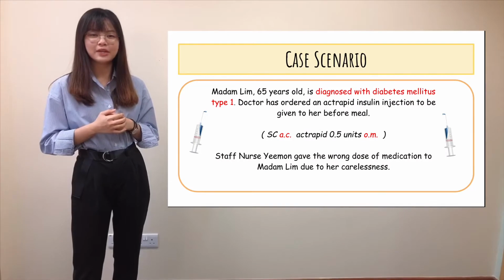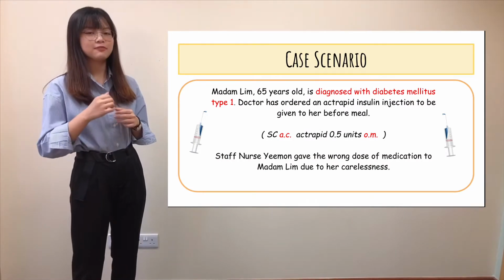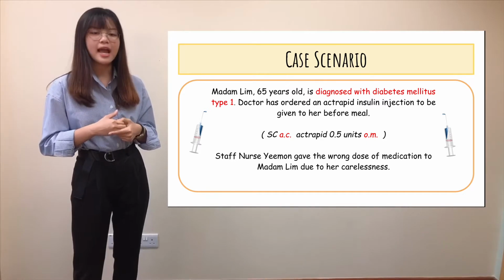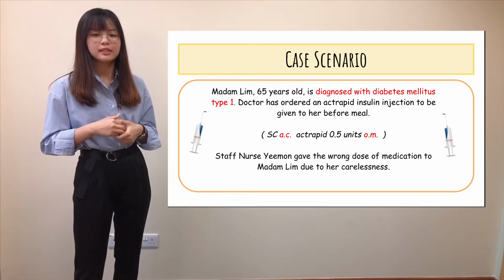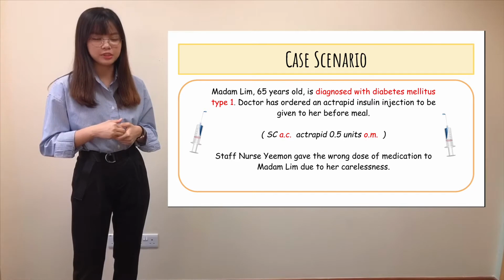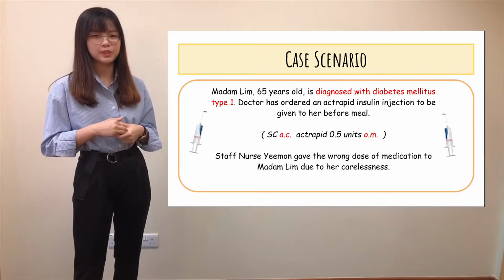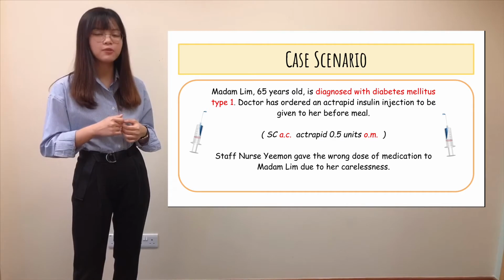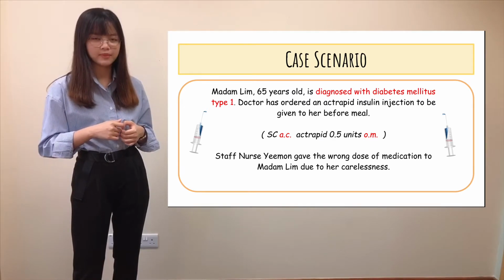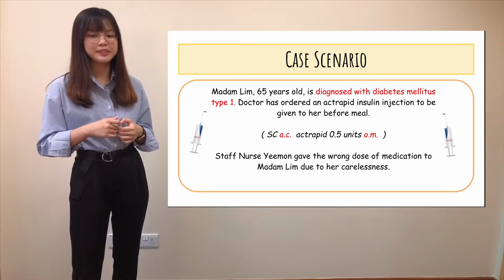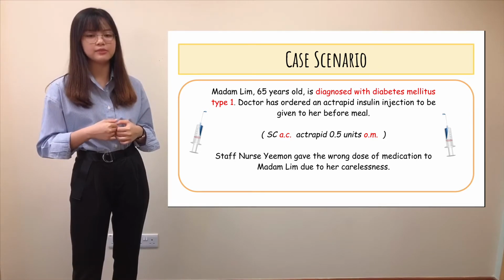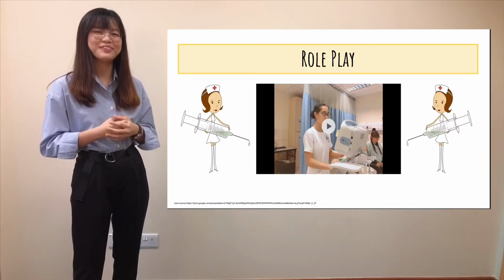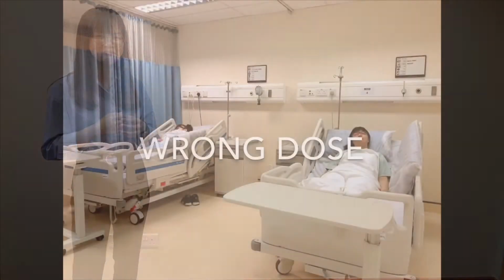So our key scenario is Madam Lim, 65 years old, who was diagnosed with diabetes mellitus type 1, and the doctors had ordered extra-rapid insulin injection to be given to her subcutaneously before meal, extra-rapid 0.5 units in the morning. And the staff nurse Yimon gave the wrong dose of medication to Madam Lim due to her carelessness. So now we will play a short role-play video.